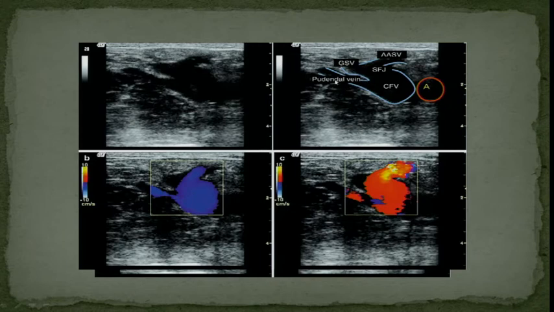This is one of the tributaries of the common femoral vein, the pudendal vein. This is the saphenofemoral junction, which is right here. And this is the great saphenous vein right here. Or they've shown us the accessory great saphenous vein here. This is a superficial vein draining at the saphenofemoral junction.